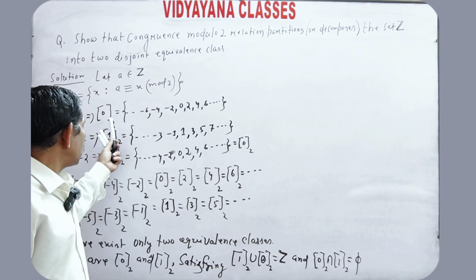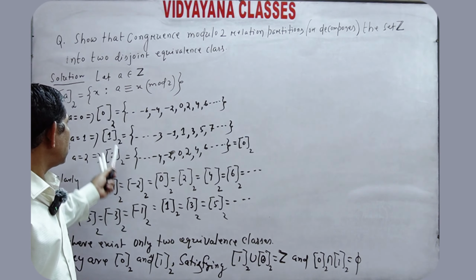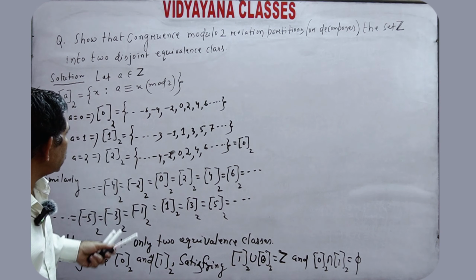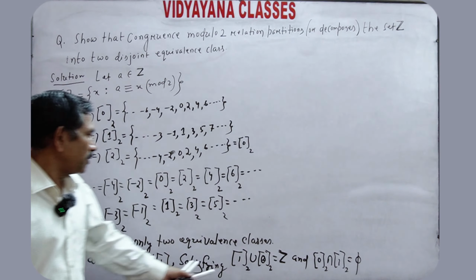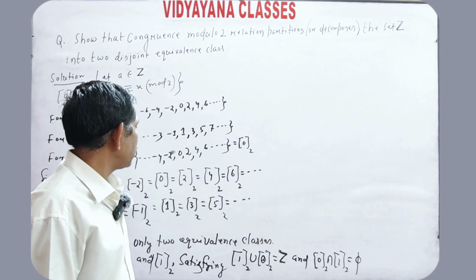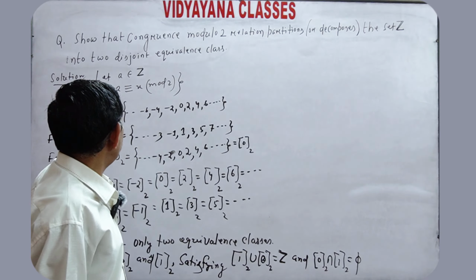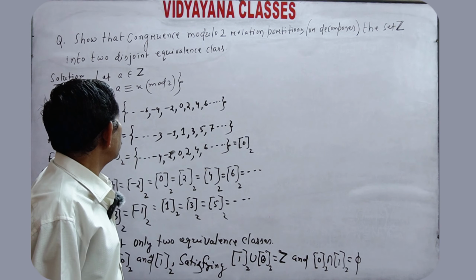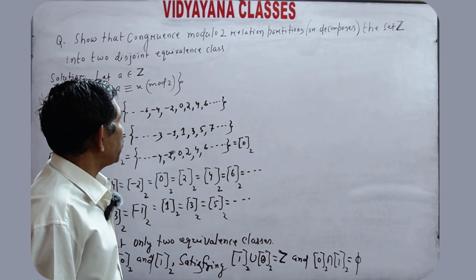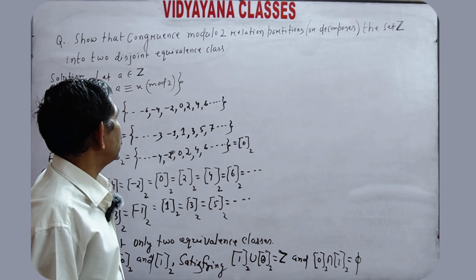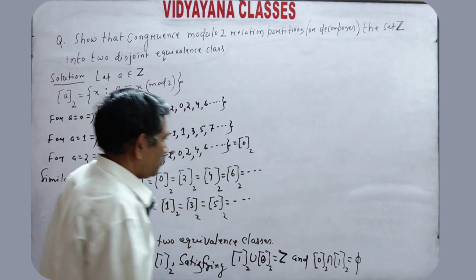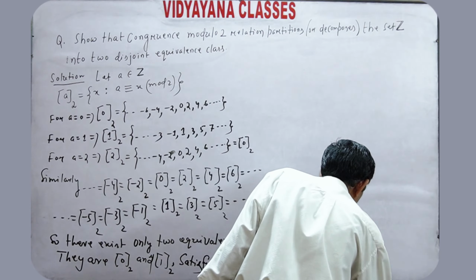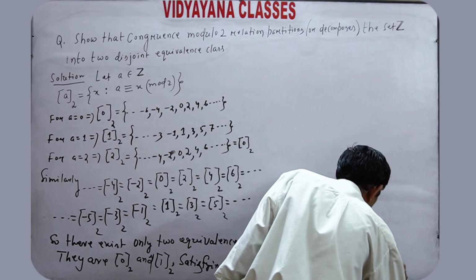The union of all equivalence classes is Z. Here, for modulo 2 there exist two equivalence classes, the equivalence class of 0 and the equivalence class of 1, which satisfy these two conditions. Hence the statement is proved. So the congruence modulo 2 relation partitions or decomposes the set Z into two equivalence classes. Hence proved.